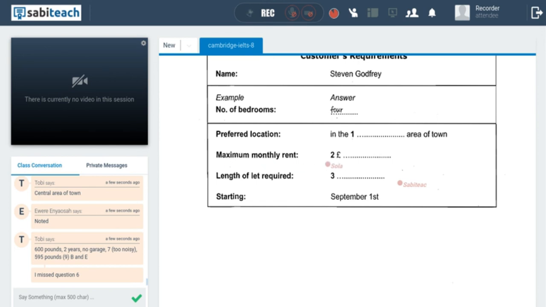rent. Most houses of that size are in the suburbs. Still, there are a few. What's your upper limit for the rent?